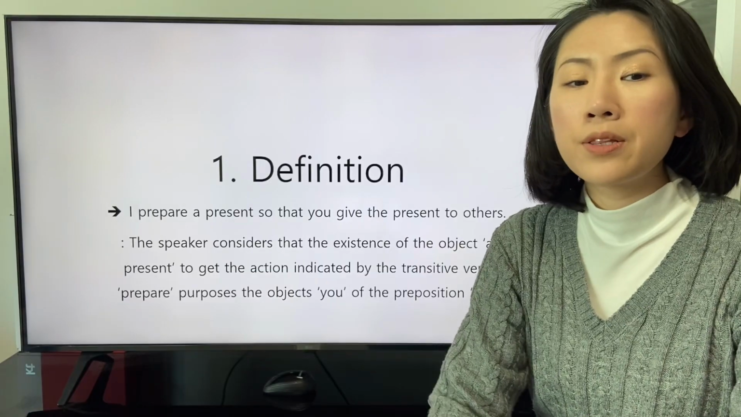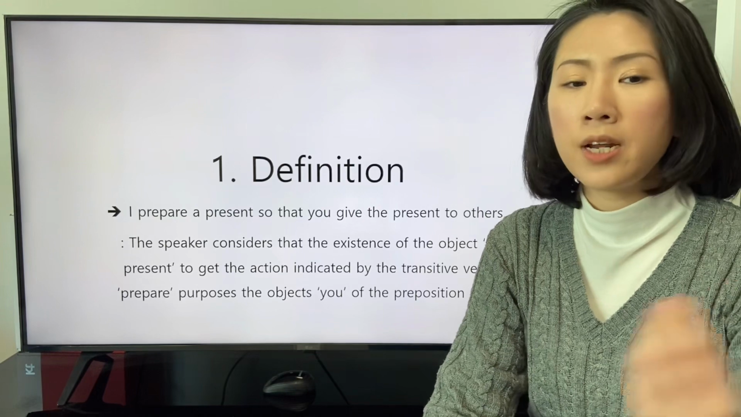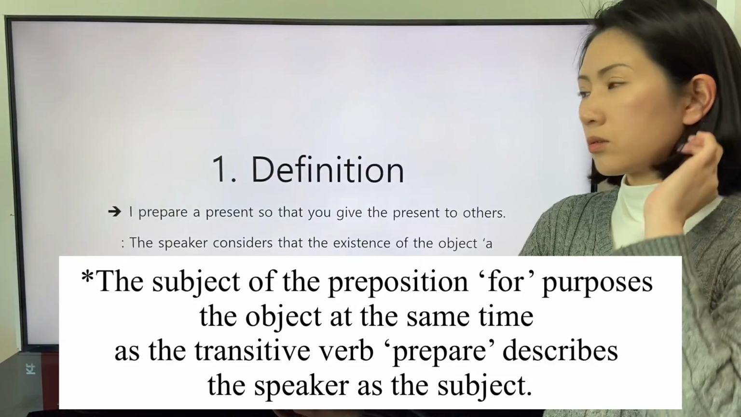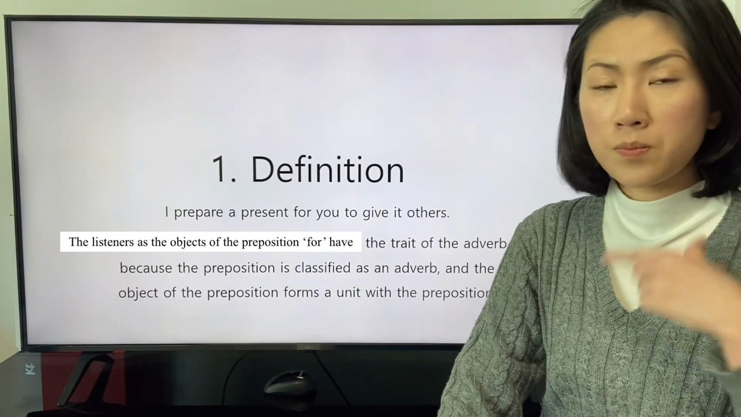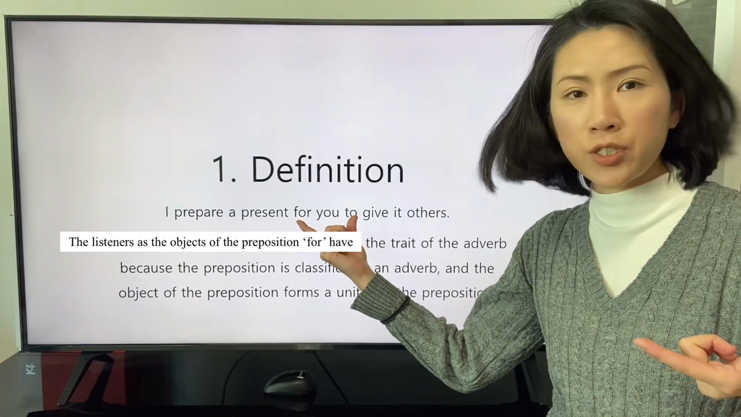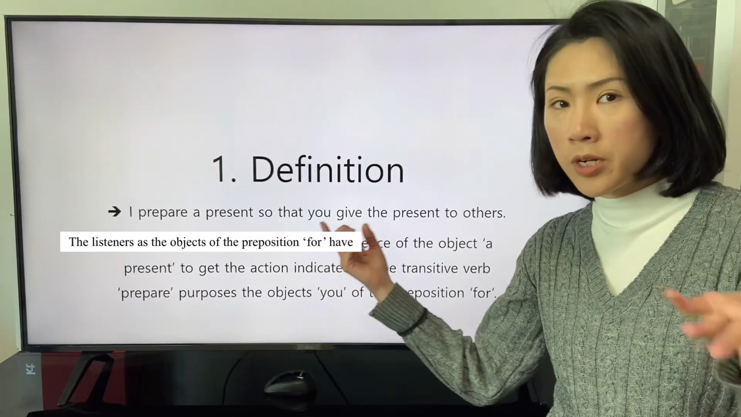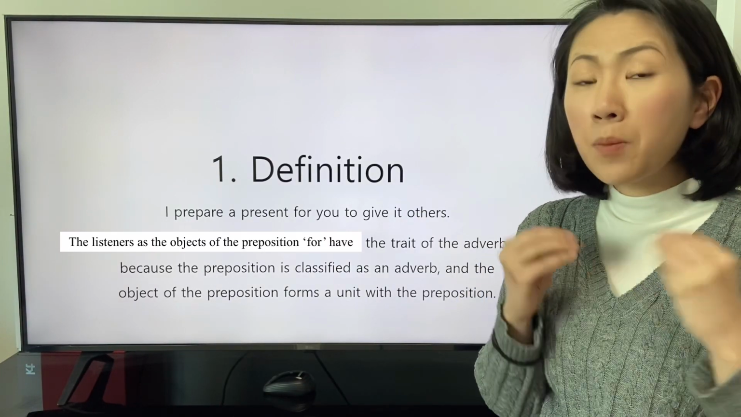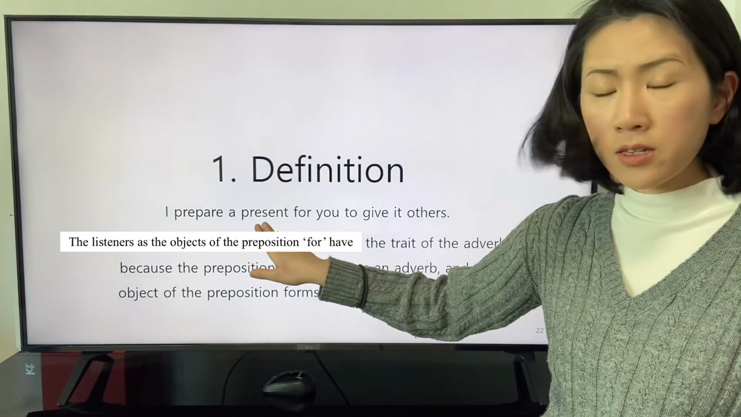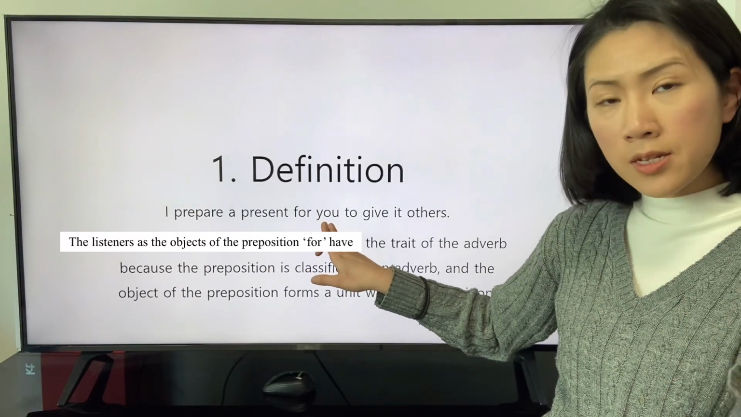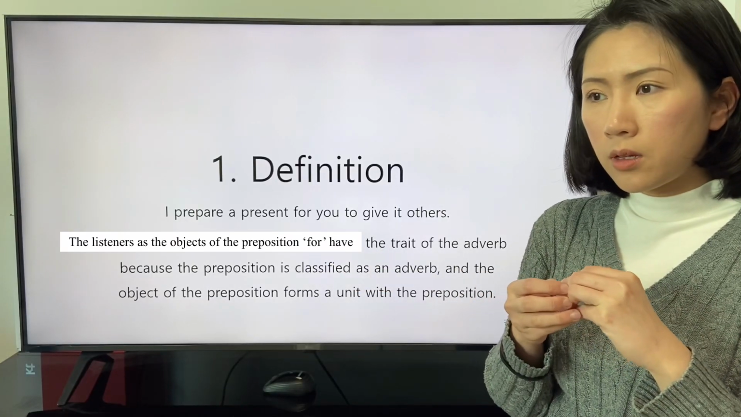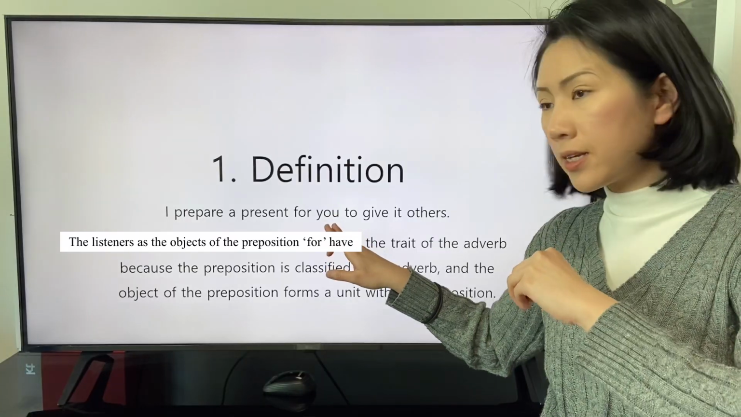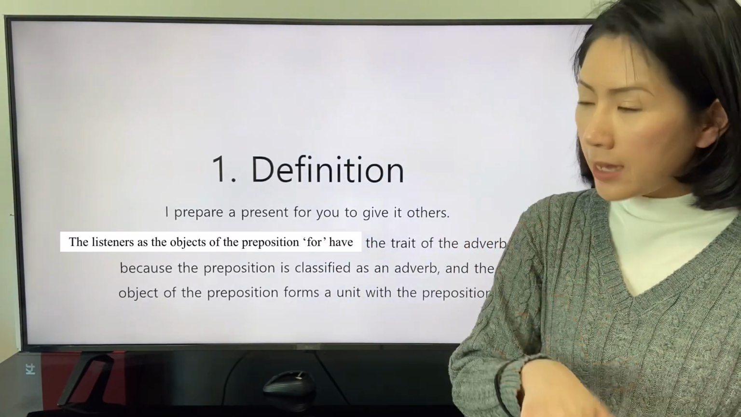The speaker considers that the existence of the object of present to get the action indicated by the transitive verb prepare proposes the object you of the preposition for. The speaker replaces the prepositions for and to with a subordinate clause. The definition of the preposition for is the purpose of the subject of present is the existence of the object you at the same time. The subject and the object purposed exist at the same time.